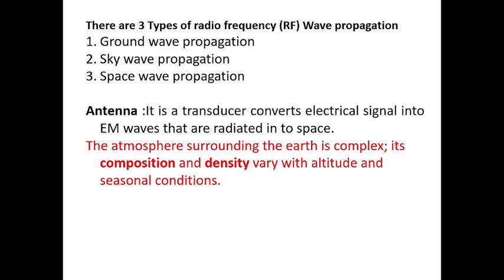So what is meant by an antenna? We have an antenna at the transmitter and also at the receiver end. The antenna converts the electrical signal into an EM wave to radiate into space. We know that electromagnetic waves can travel in vacuum or in space, so for that reason, the electrical signal must be converted into electromagnetic waves.